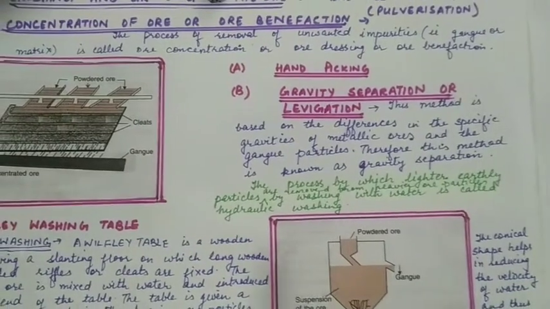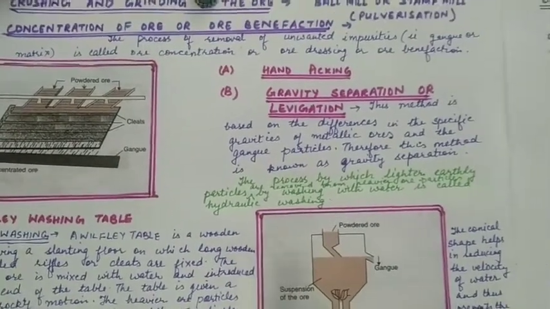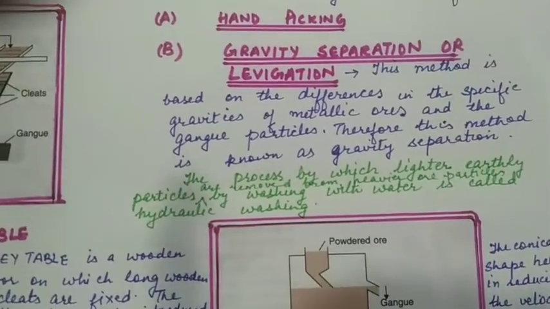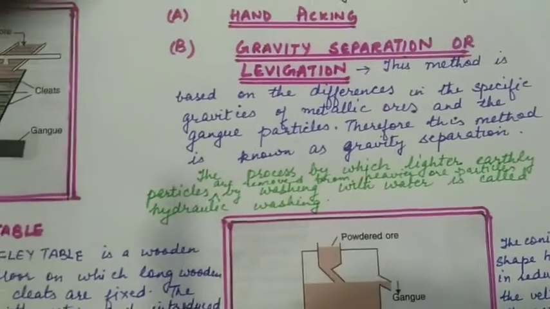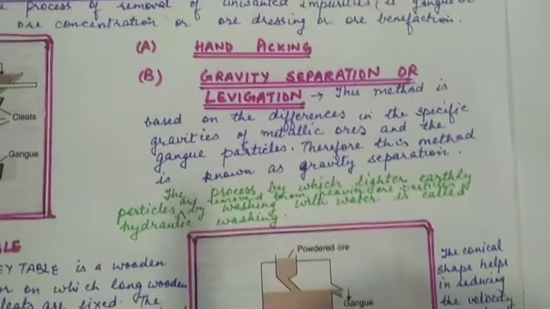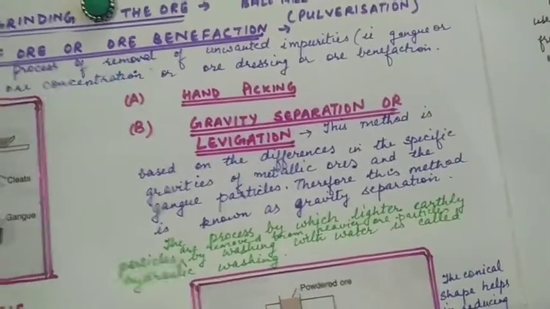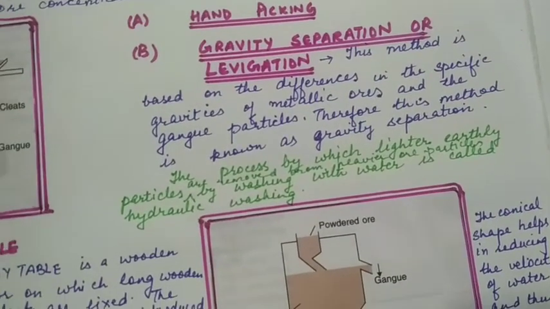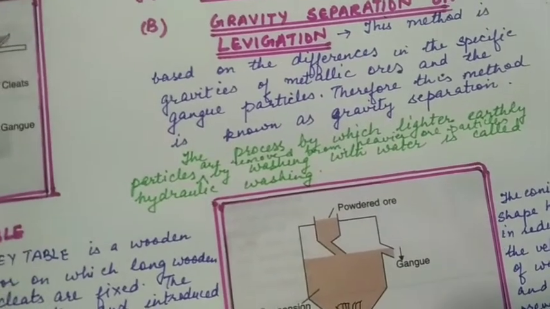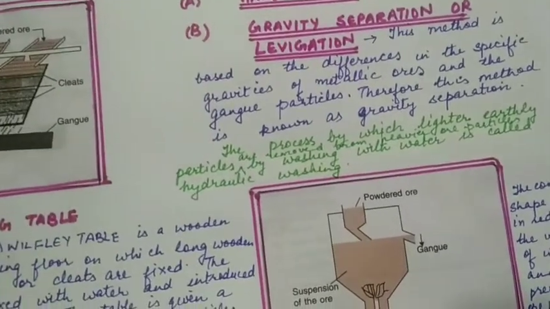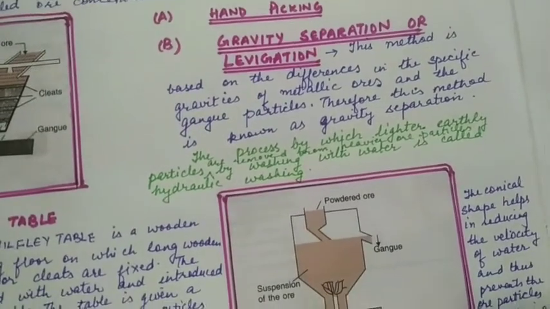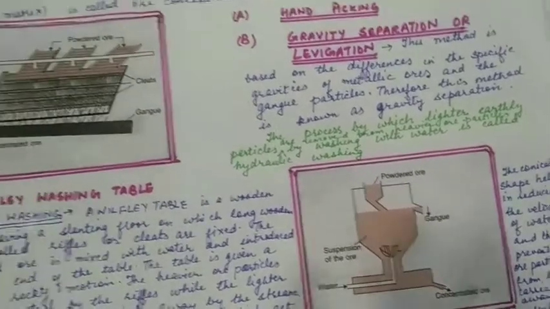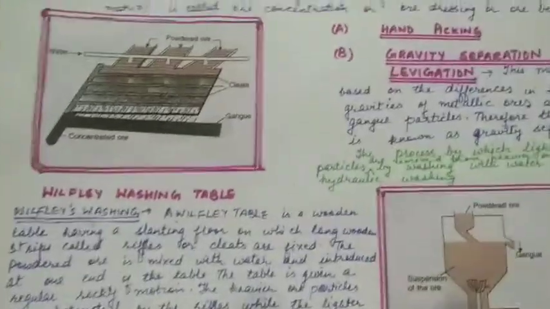Then we can also use the gravity separation or levigation method. This method is used for those ores in which there is a difference in the specific gravity of the ore and the gangue particles or impurities. So this method is known as the gravity separation method. The process by which lighter earthy particles are removed from heavier ore particles by washing with water is called hydraulic washing. Powdered ore is fed into a stream of running water, when the lighter impurities are washed away and the heavier are left behind.